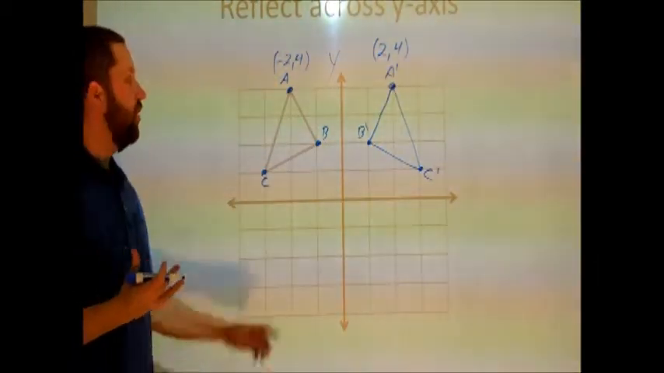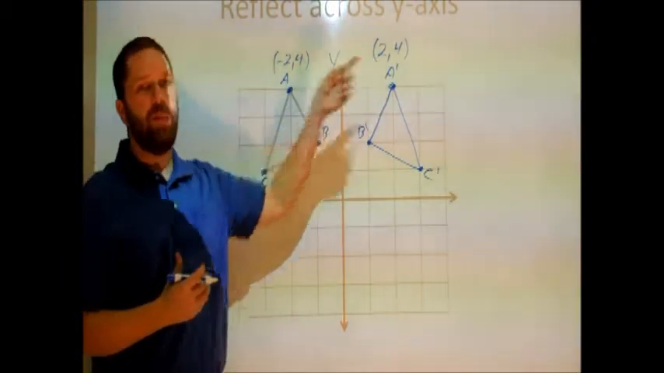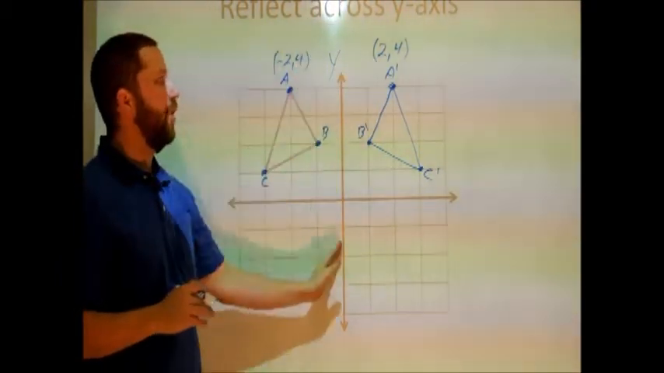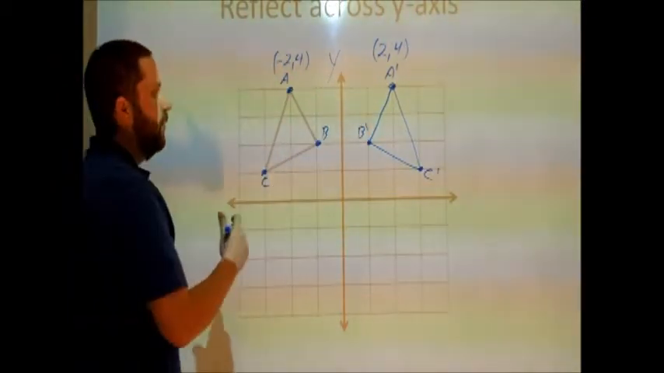So what changed? Only my x's. And what changed with my x's? I went from negative to positive. So when you're reflecting across the y-axis, your points actually just change your x's from negative to positive.